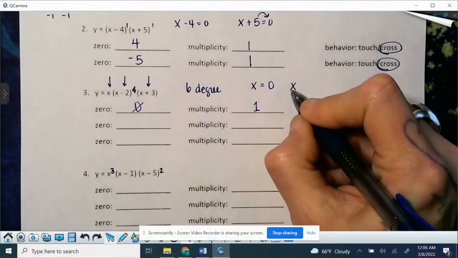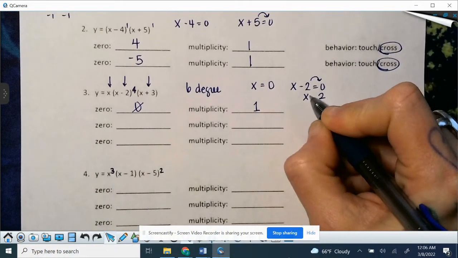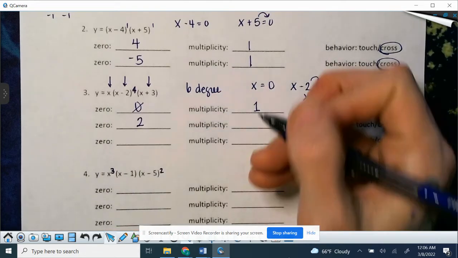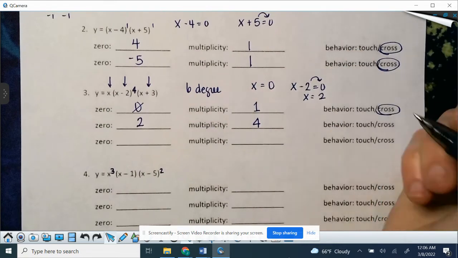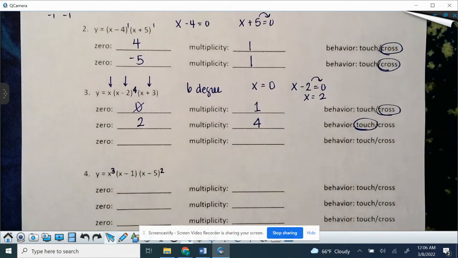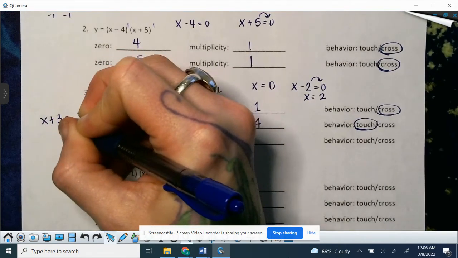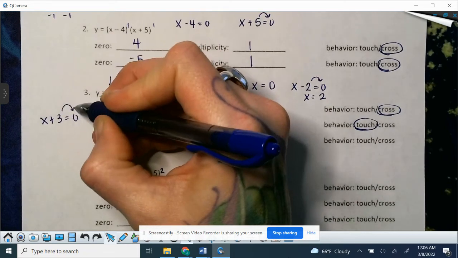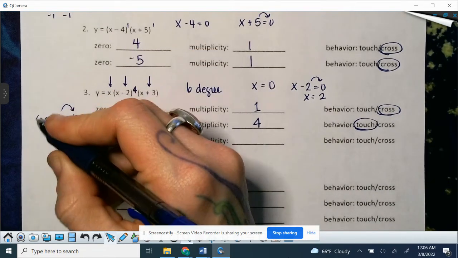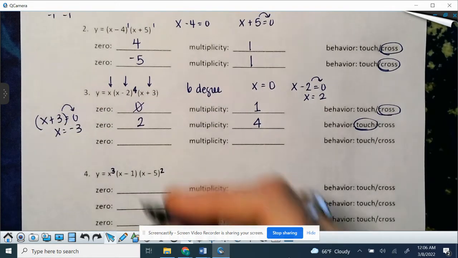X minus 2. We set it equal to 0. We move that 2. That's going to become a positive 2. So our 0 is 2 for our second factor. And the degree is 4, which means that multiplicity is also going to be 4. And it's an even number, so that means it's going to touch and bounce back off. And then last but not least, we have x plus 3. And we're going to set that equal to 0. And we're going to subtract that 3 over. And it's going to give me x equals a negative 3. So for the factor of x plus 3, the 0 is a negative 3.